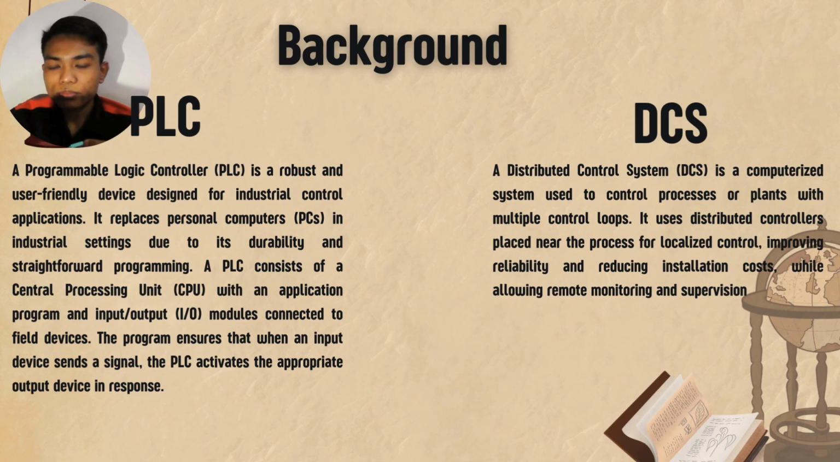And then for the DCS, a distributed control system is a computerized system used to control a process or plant with multiple control loops. It uses distributed controllers placed near the process for localized control, improving reliability and reducing installation costs, while allowing remote monitoring and supervision.